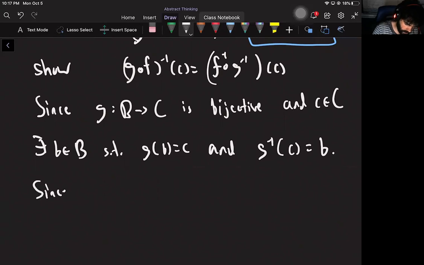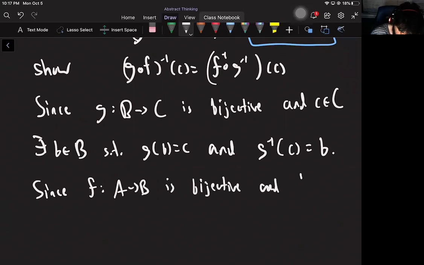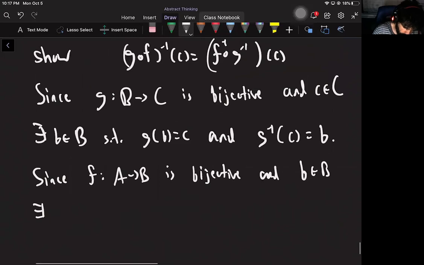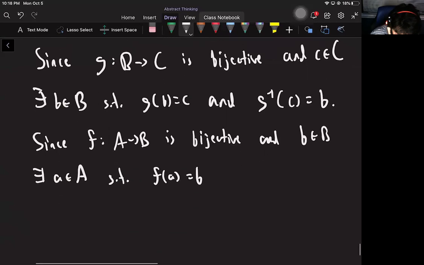Now, since I have an element in B, and this guy is bijective, I can just do the same thing again. I have something in the codomain because it's bijective and therefore surjective. There's got to be this other element in A that I can plug in to get to B. And because it's invertible, the inverse is defined in this way.